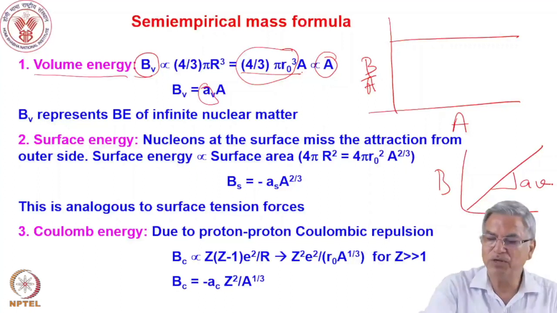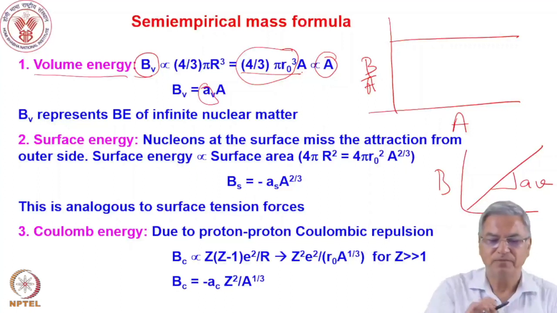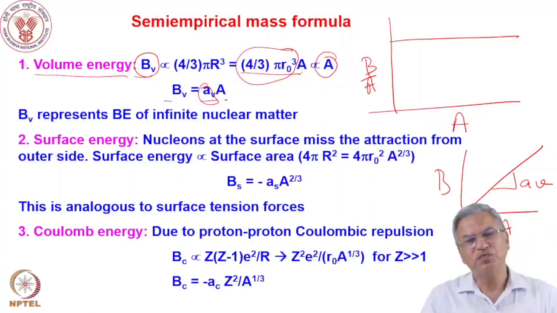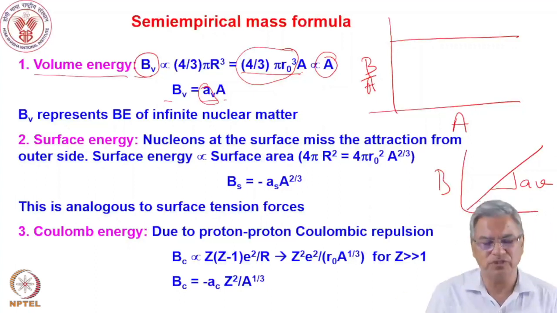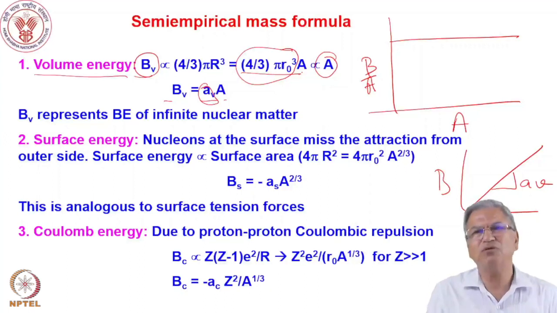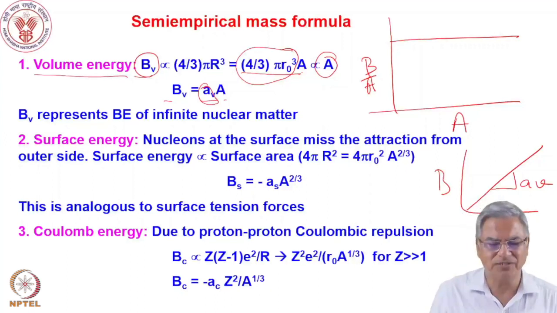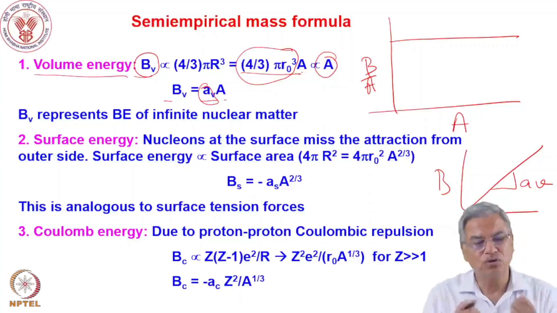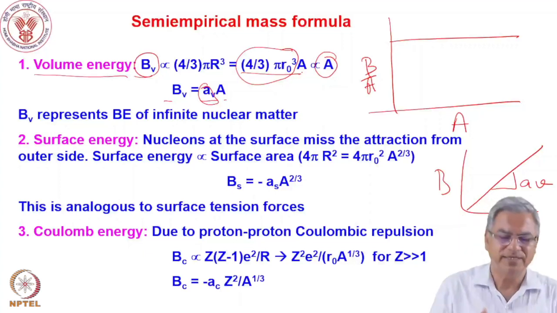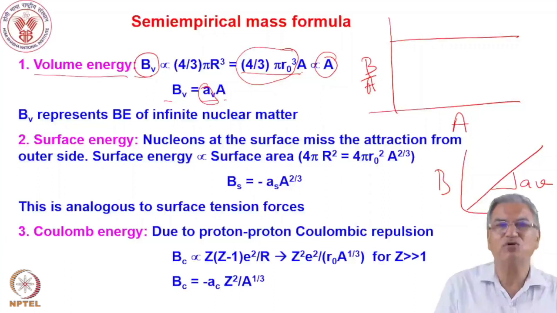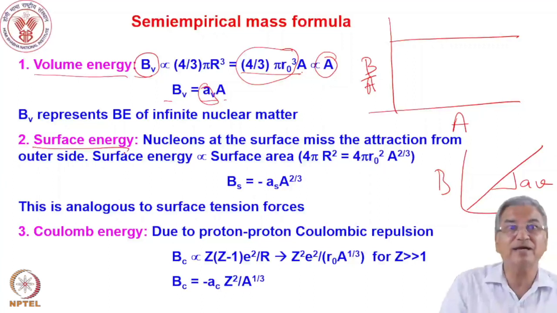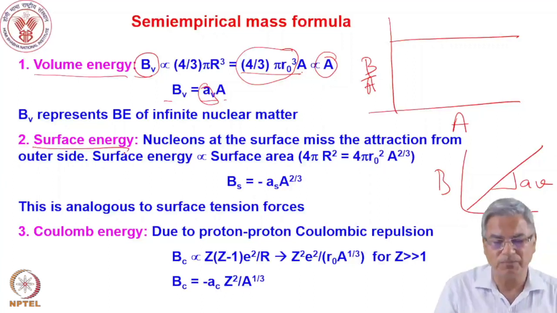So binding energy per nucleon is constant, because the binding energy is equal to A_V into A. Now this is a very hypothetical situation. The nucleus is not infinitely large in size. It has a certain size, because there are a finite number of nucleons. That is where, if it is not infinite, then it has a surface. So the surface energy term, in fact, is like a correction to the volume energy term.